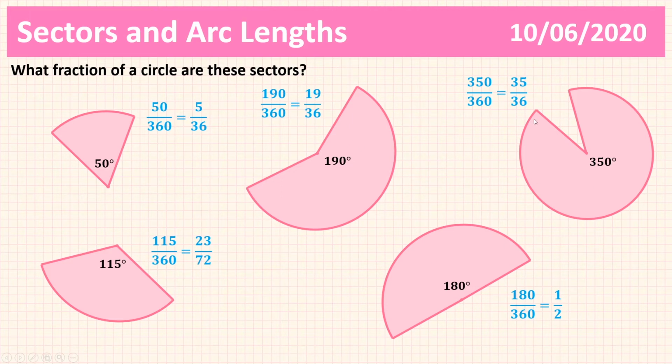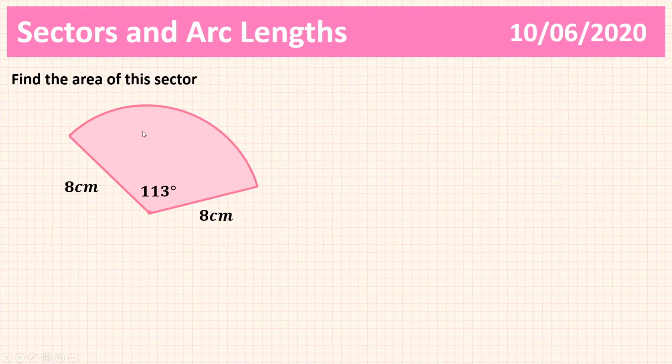Now let's try and apply this to working out the area and the perimeter of sectors, and we're going to need to do some work with arc lengths as well. So here's our first sector. We're given the two lengths as 8 and the angle is 113 degrees. So now let's try and work out the area of this sector.